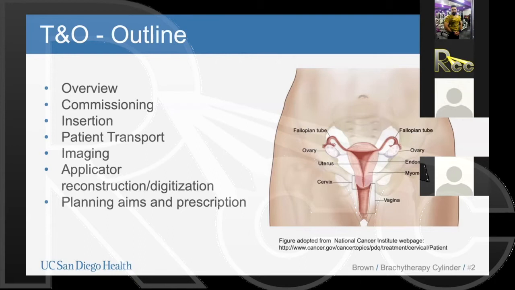And then we'll talk also about planning aims and prescription. So really what we're looking to treat, if you look at this image on the right, we have the vagina, the cervix, and the uterus. And really our target area is going to be right at the cervix. So we're also going to treat the uterus, but our really important high-risk CTV area, or high-risk of recurrence area, is really the cervix. So we can think of using tandem and ovoids really to treat the cervix.